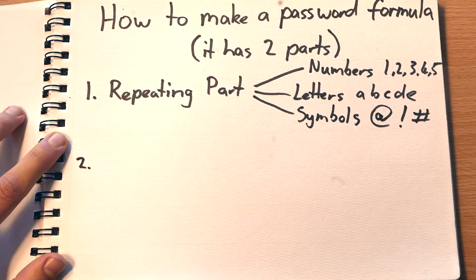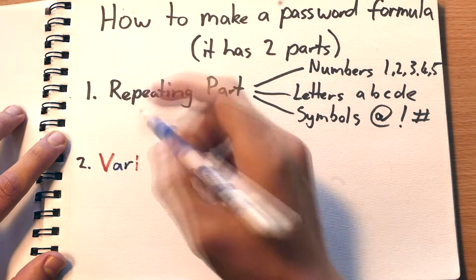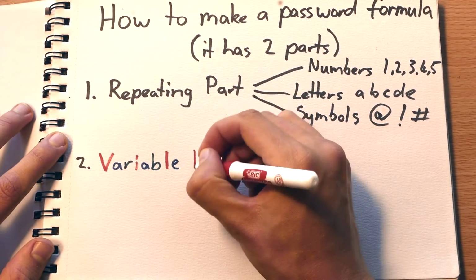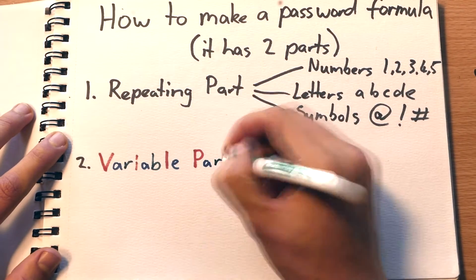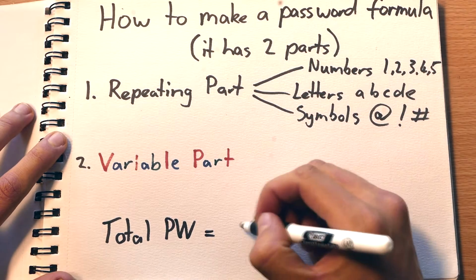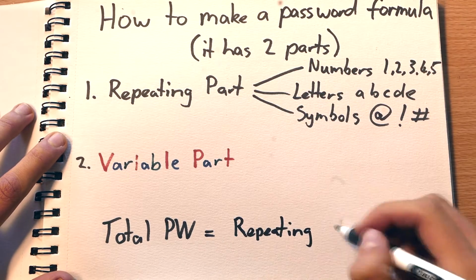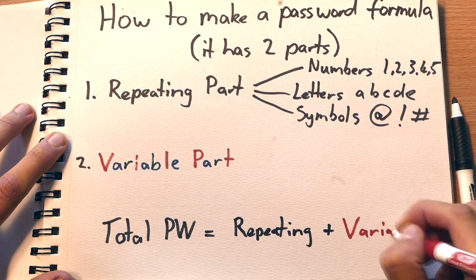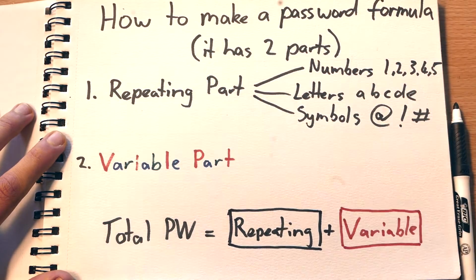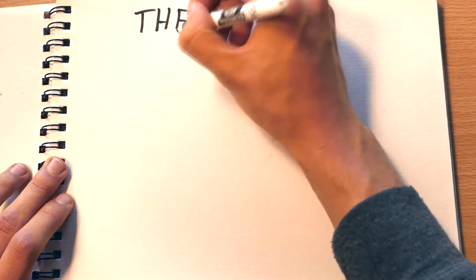Your repeating part of your password will have numbers, letters, lowercase and uppercase, and symbols. The second part of the password formula is the variable part. This is the part that changes for each service that you use. So what you've got to do is use something about the service that will give you a hint as to what the variable part of the password would be. In this case, we're going to use the name of the service.